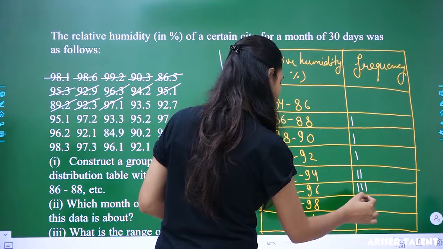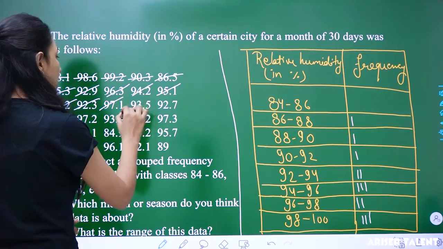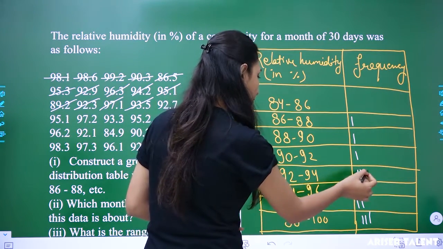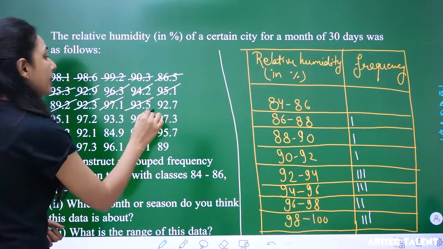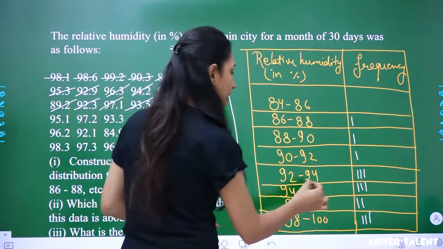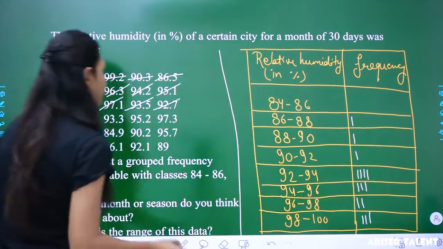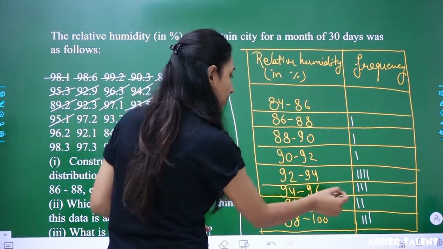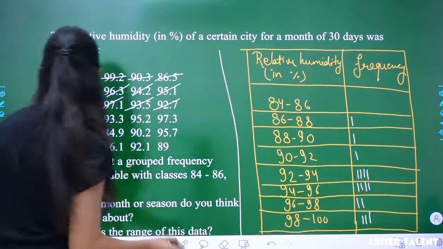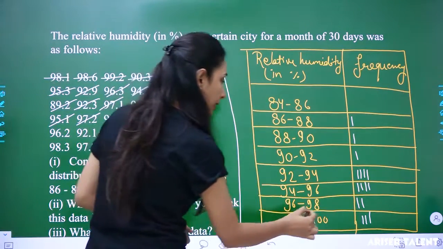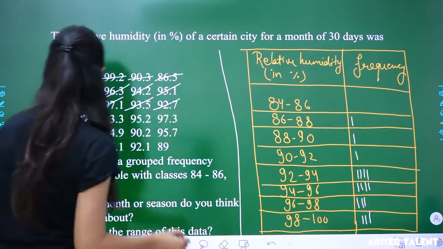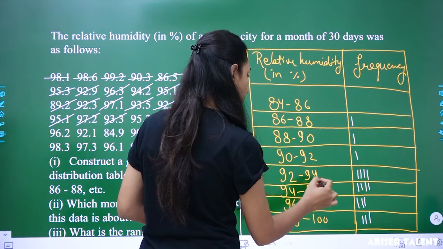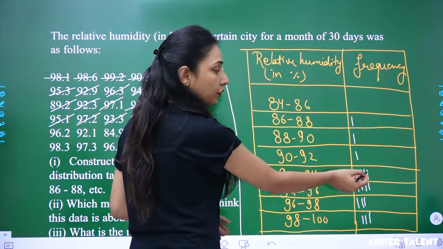Find out 97.1 here. Then 93.5 here. Then 92.7 here. 95.1 here. Then 97.2. Okay, 93.3. Now we are having 4 here.